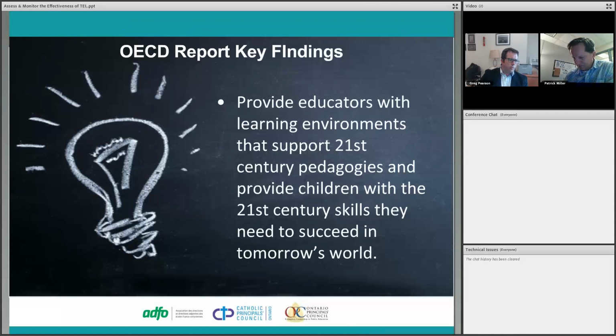Just to go through a couple of the three findings, the first thing that they're talking about is we have to make sure that the learning environments in our school are conducive to supporting 21st century pedagogies that we're going to be doing, and make sure that children are able to get those skills that they need to be successful in not just today or yesterday's classroom, but in tomorrow's world.